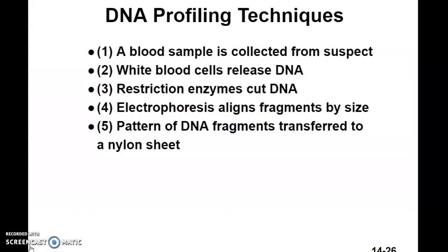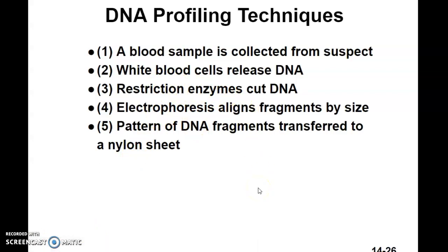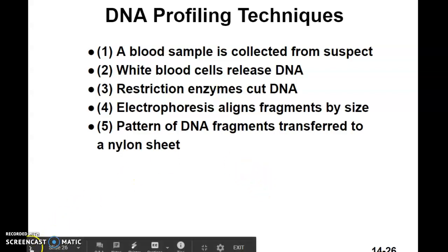All right, how do we do DNA profiling? Often we use blood samples because it shouldn't be contaminated with anything else. Nobody else's DNA should be flowing through your veins. Keep in mind, only the white blood cells have DNA, not the red blood cells. We would cut up the DNA with restriction enzymes and then use gel electrophoresis to line up the fragments. And then those gels don't last very long, so we move the DNA to a nylon sheet that does last longer.